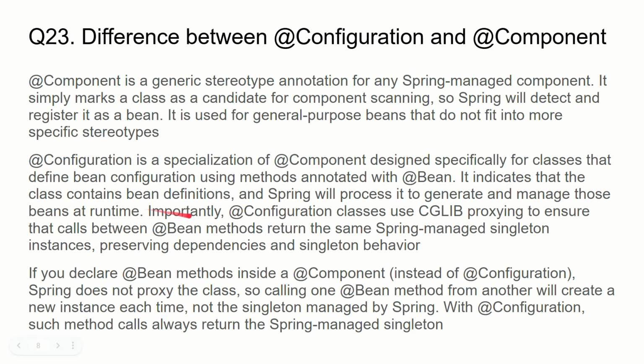beans at runtime. Importantly, @Configuration classes use CGLIB proxying to ensure that calls between @Bean methods return the same Spring managed bean singleton instance, preserving the dependencies and singleton behavior. So what happens if we declare @Bean methods inside a @Component class? Spring does not proxy the class. So calling one @Bean method from another will create a new instance each time and not a singleton managed by Spring. With @Configuration, such method calls always return the Spring managed singleton version.